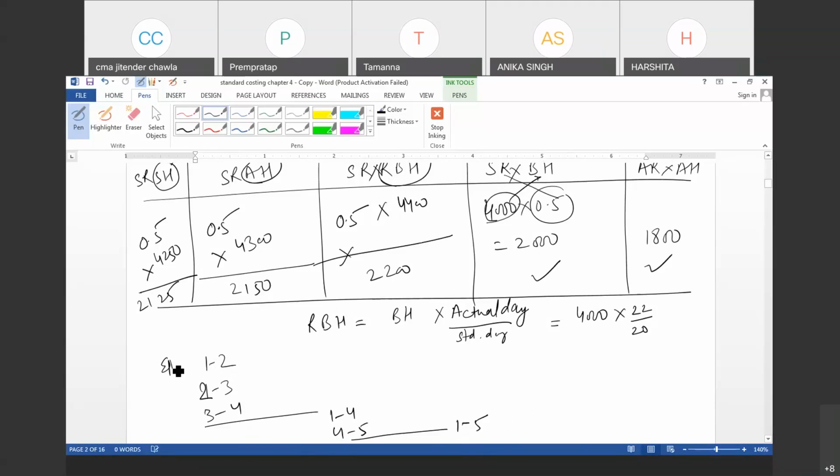This is efficiency, capacity, calendar, volume, expenditure, and this is cost. Right? I think this part you can do on your own. Can I move forward? Okay.